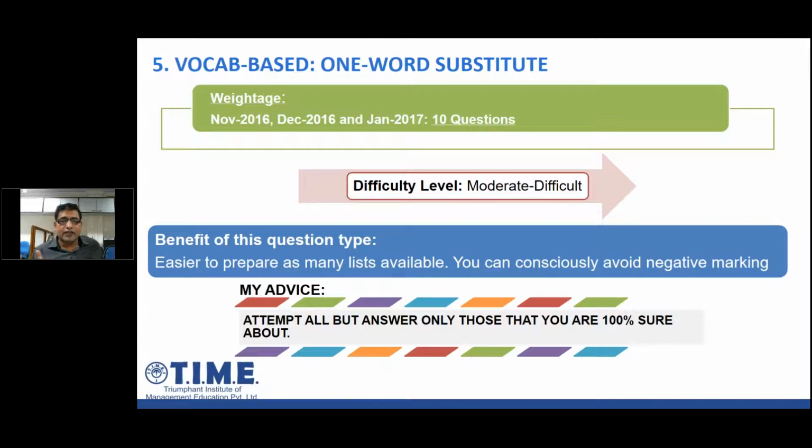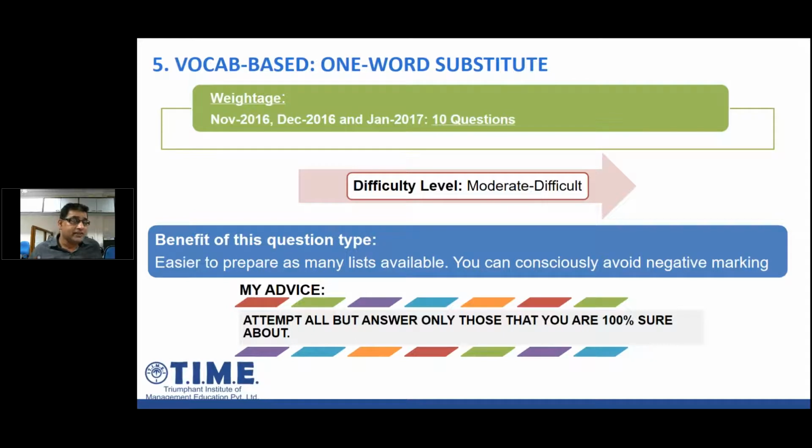Unlike synonym antonym questions, there are 10 one-word substitute questions, but these are also just like vocab questions. You see, in a one-word substitute question, they give a definition of a word and they give you 4 or 5 choices, and you have to select the correct word. Something like, a person who does not believe in God because he thinks God does not exist. Obviously, we are looking at atheist. So this is just like a vocab question. They are giving you the meaning of a word and asking you to select the word.